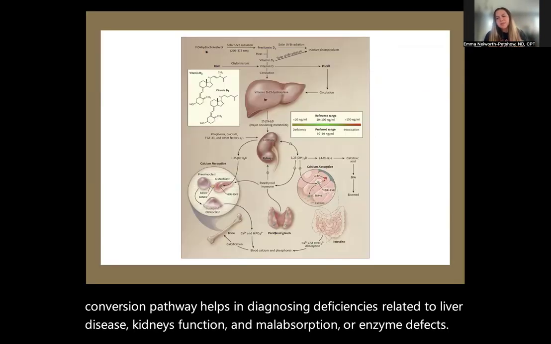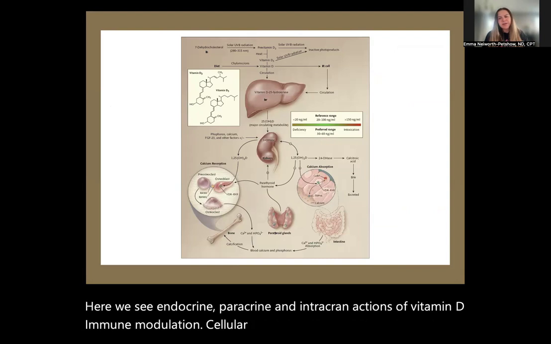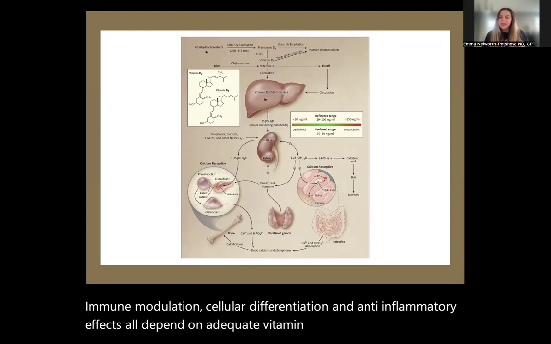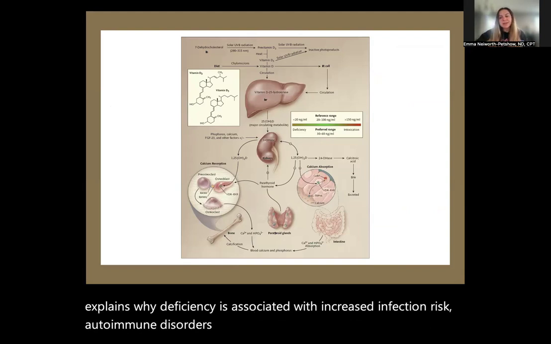Here we see endocrine, paracrine, and intracrine actions of vitamin D. Immune modulation, cellular differentiation, and anti-inflammatory effects all depend on adequate vitamin D status. Clinically, this explains why deficiency is associated with increased infection risk, autoimmune disorders, and impaired bone mineralization.